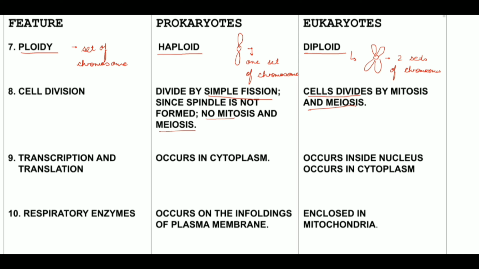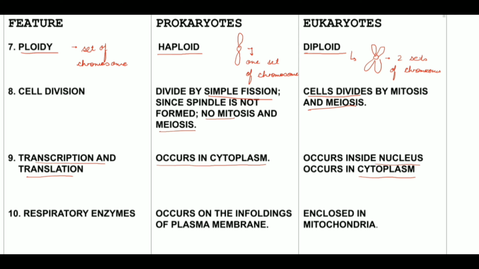Moving on, transcription and translation. We know in prokaryotes the genetic material lies in the cytoplasm. So all the chemical reactions are going to take place in cytoplasm. So transcription and translation is also going to occur in cytoplasm. But in eukaryotes, transcription will occur inside the nucleus and translation will occur inside the cytoplasm.